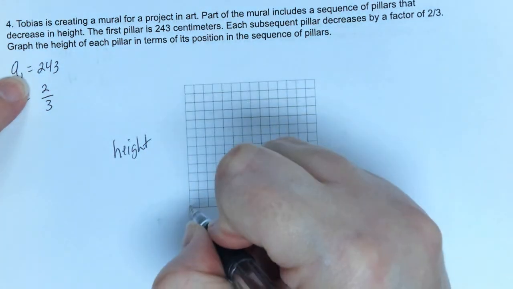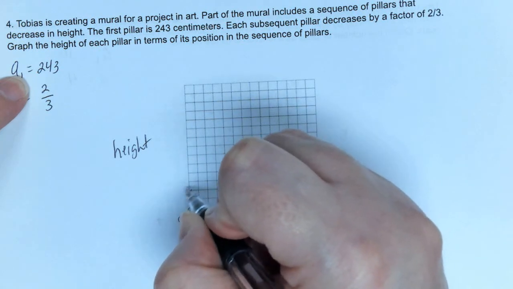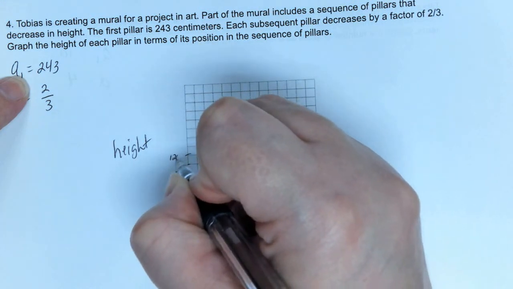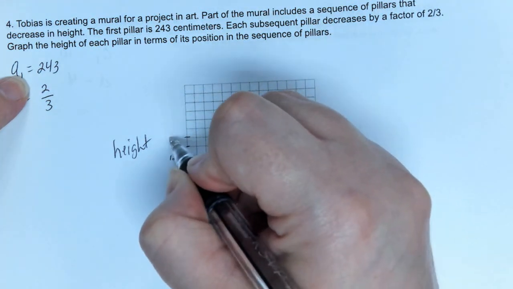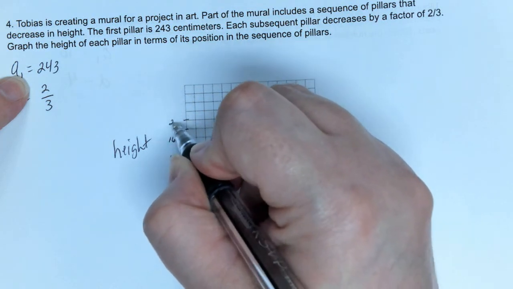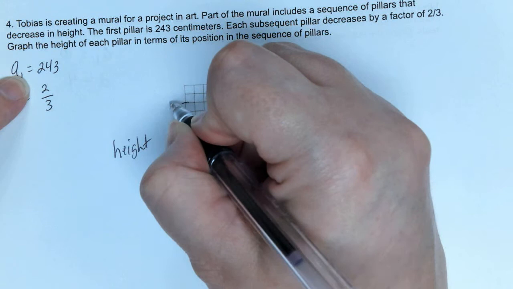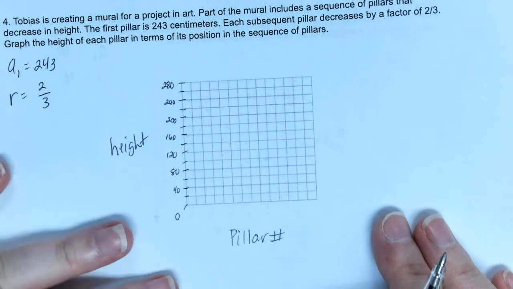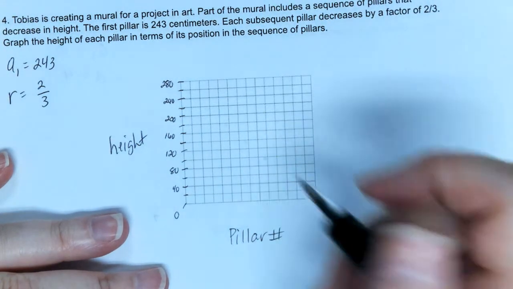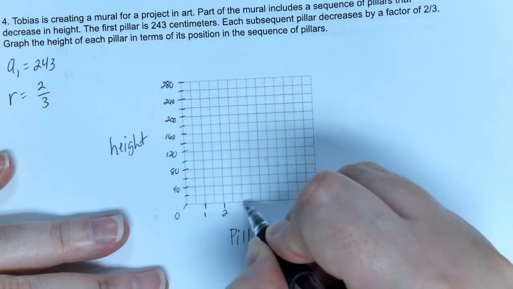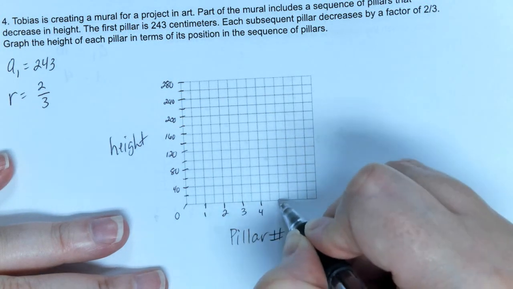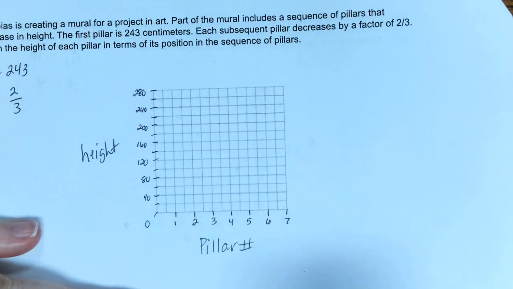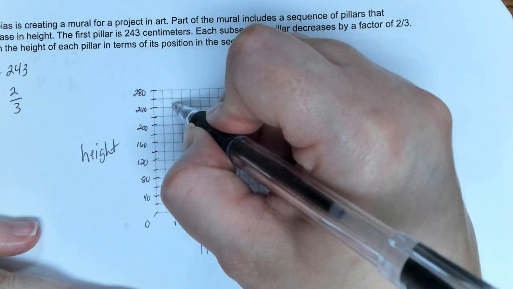Okay? So like if 0 is here, this will be 20, 40, 60, 80, 100, 120. See how I'm counting by 20? 140, 160, 180, 200, 220, 240, 260, and 280. Okay. And then the pillar number, I'm just going to do what we have been doing and put like 7 of them here. Every other line is 1. I don't know how many it's going to fit, but we know the first one is at 243. So that's just above the 240.